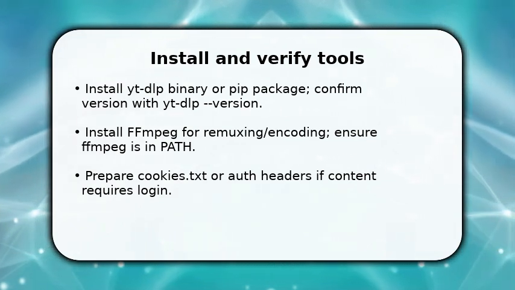You craft the core command: yt-dlp -f bestvideo+bestaudio --merge-output-format mp4 -o "%(title)s-%(id)s.%(ext)s" URL. Why? Because separate streams yield higher quality and FFmpeg merges them.